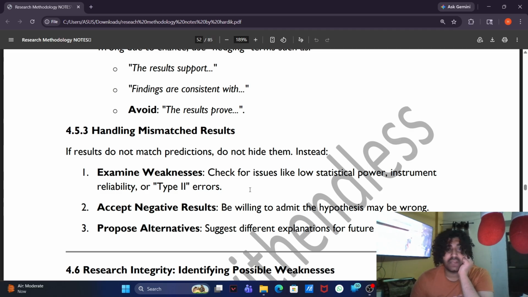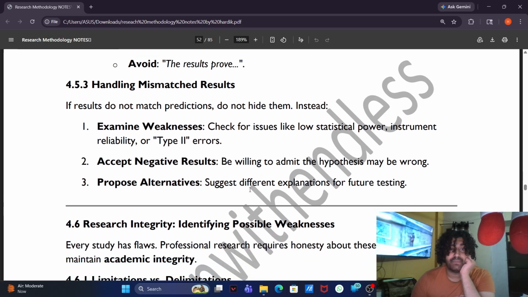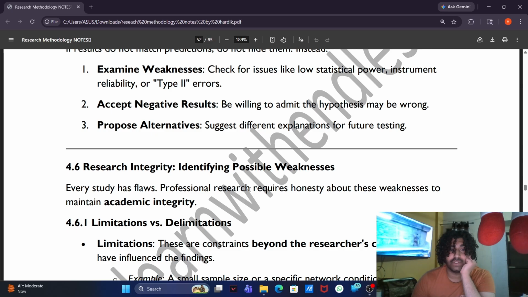Next topic, handling mismatched results. If results do not match predictions, do not hide them. Instead, examine weaknesses. Check for issues like low statistical power, instrument reliability, or type 2 errors. Accept negative results. Be willing to admit the hypothesis may be wrong. Propose alternatives. Suggest different explanations for further testing.